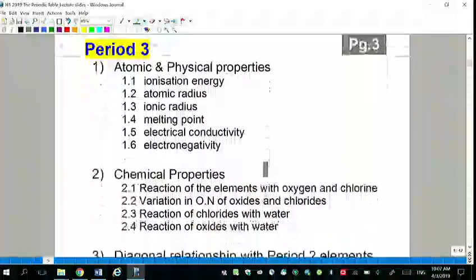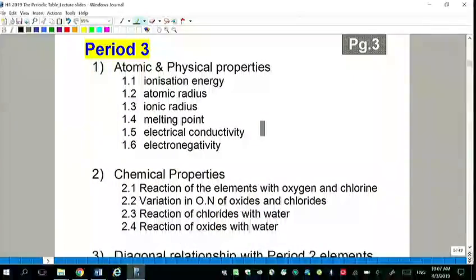Generally, for period 3, we will be covering three main points. The first one is on atomic and physical properties. From points 1.1 to 1.6, we have actually covered these before under atomic structure and chemical bonding. We will be doing a recap. I'll be highlighting what you need to take note of and what you need to memorize in terms of the explanation. So please take note of it.